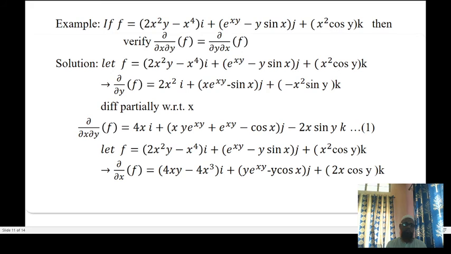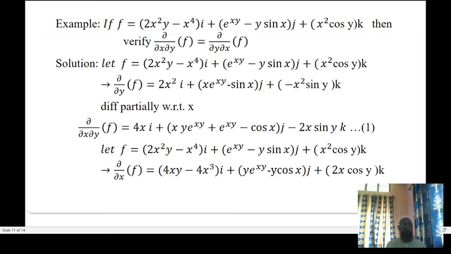Differentiate again partially with respect to x. So ∂²f/∂x∂y equals 4x i plus, for x e^(xy), the product rule, since x is a function of x and e^(xy) is a function of x: xy e^(xy) plus 1 times e^(xy), minus cos x for minus sin x, into j, and here minus 2x sin y into k. This is equation 1.